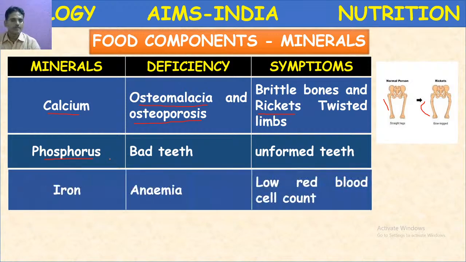Next, iron. Iron is a very important mineral nutrient. Its deficiency leads to anemia. Anemia means weakness. People with iron deficiency get dark circles under the eyes, beneath the lower eyelid. Dark circles are formed due to this iron deficiency, and their nails also do not look red.